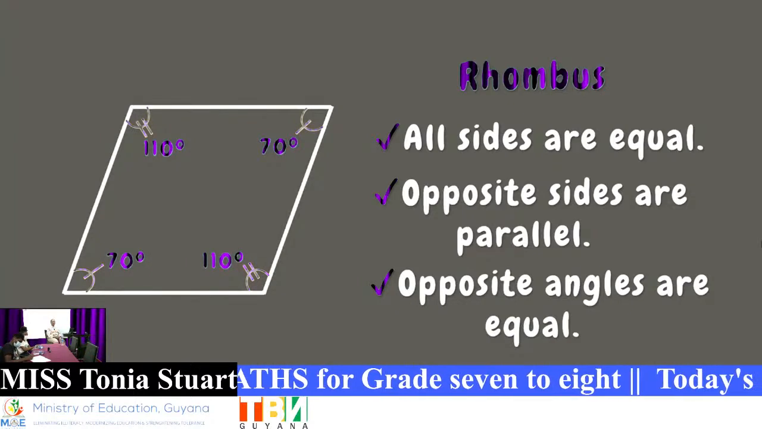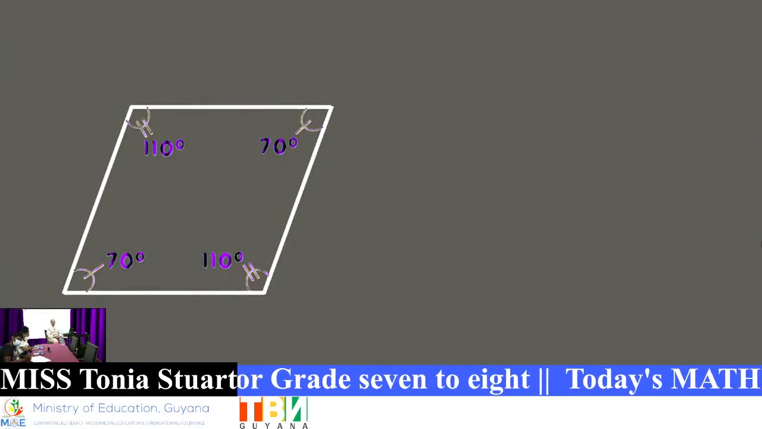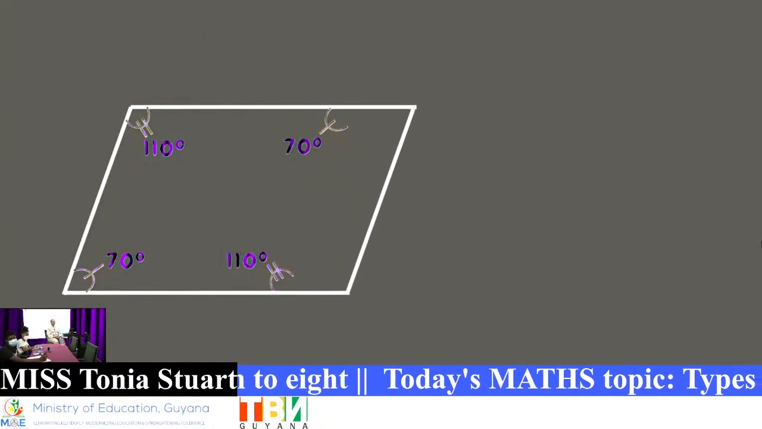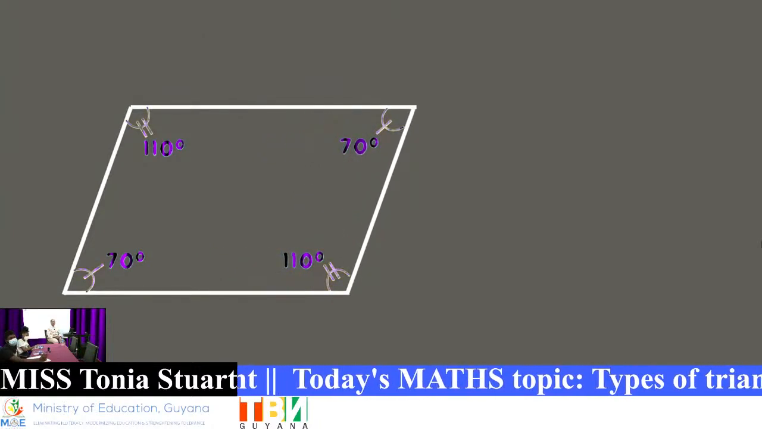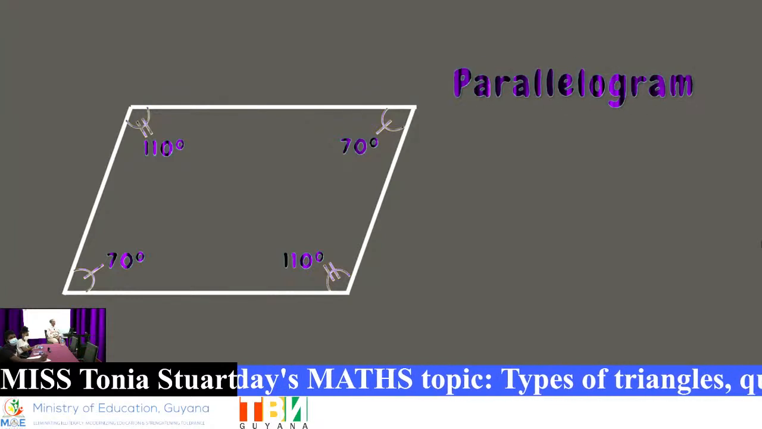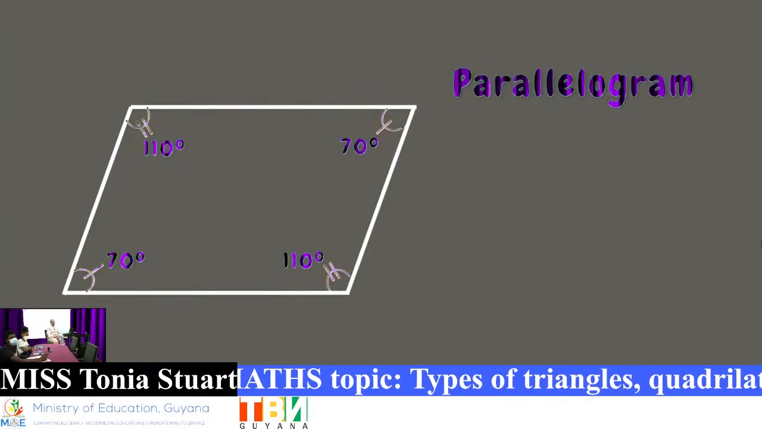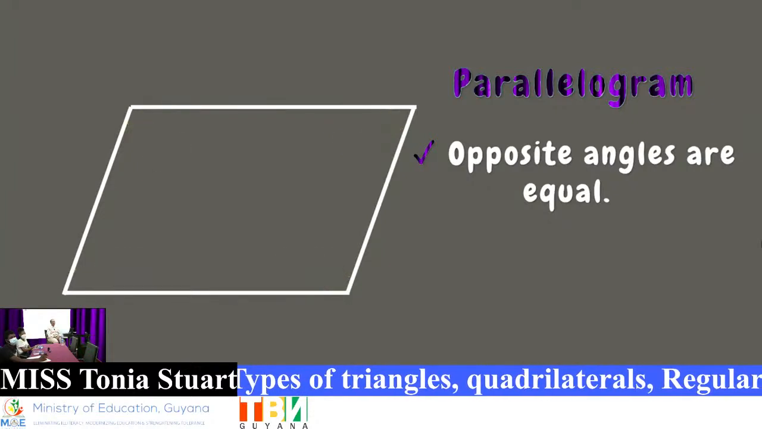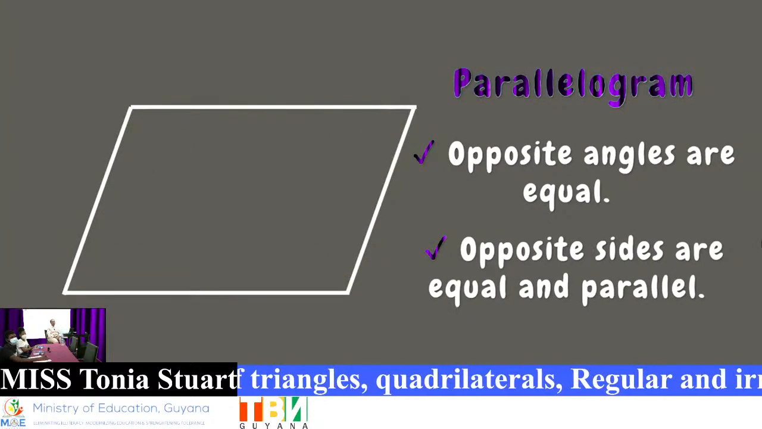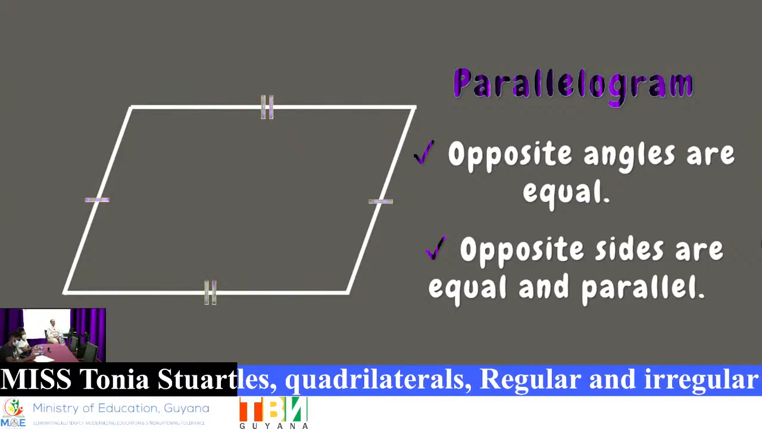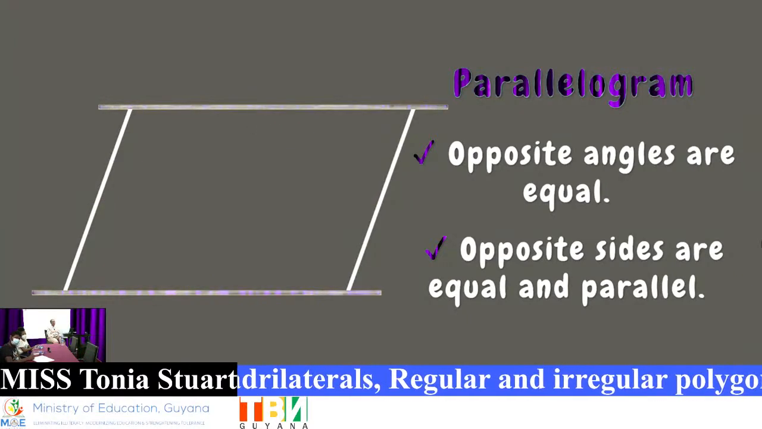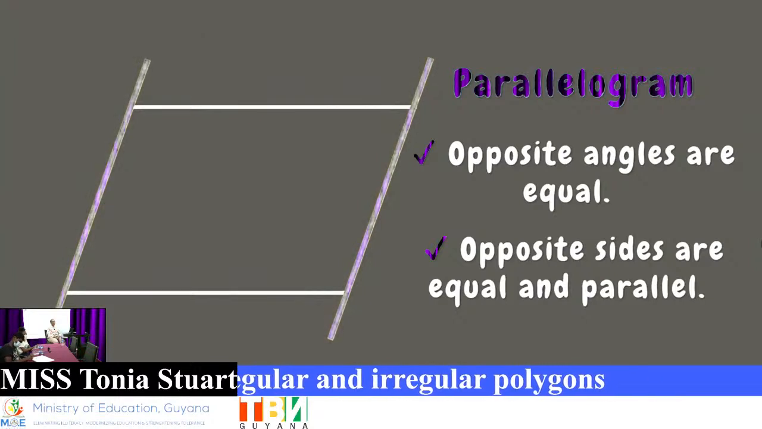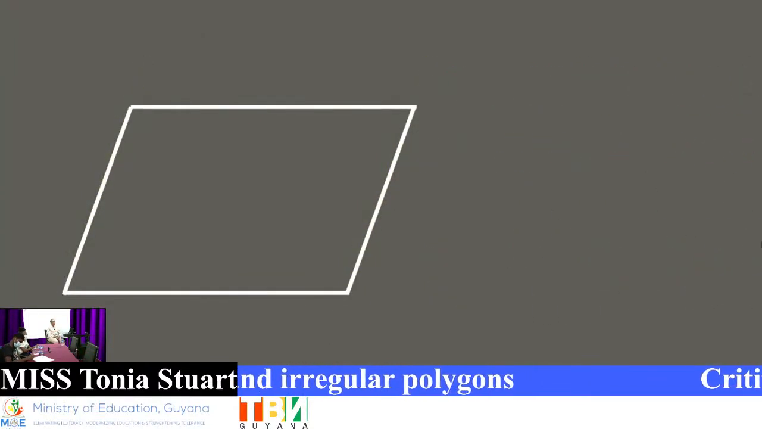Now let's go to the next one. This time, let's try to stretch this rhombus like this. There! Now this is a parallelogram. A parallelogram, like rhombus, has equal opposite angles, and its opposite sides are equal and parallel. Awesome! Now let's go to the last one.